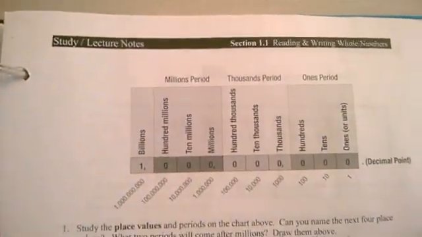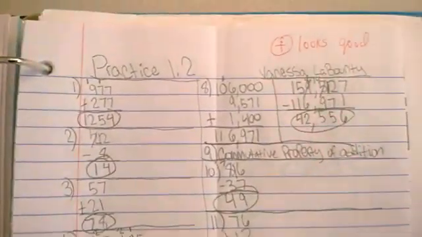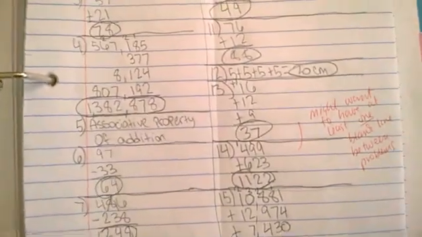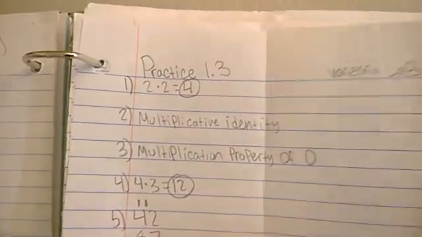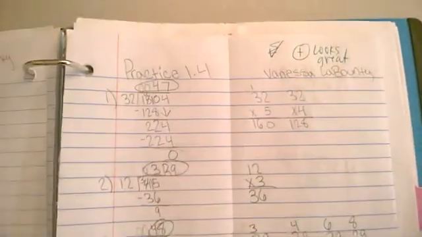So if I go to a section here, I'll go to section 4. I should see homework for section 1.1, both the practice and certify. Now this student chose to put all the homework at the back of this particular section. So there's her practice for section 1.1 with all the work very neatly done. There's the certify. Then I look for section 1.3. There's the practice. There's the certify. And again, I'm looking to make sure that the work is both complete and neat on each of these.